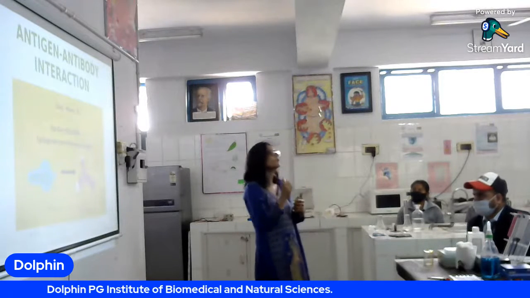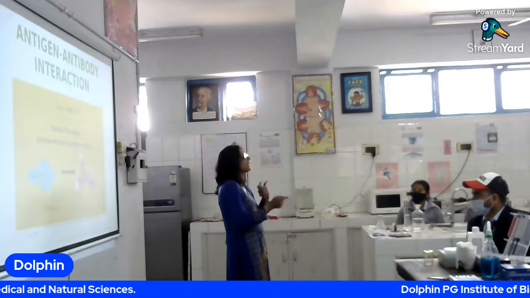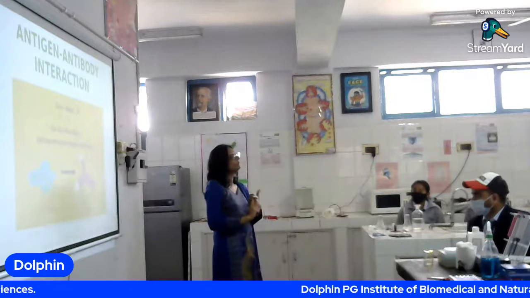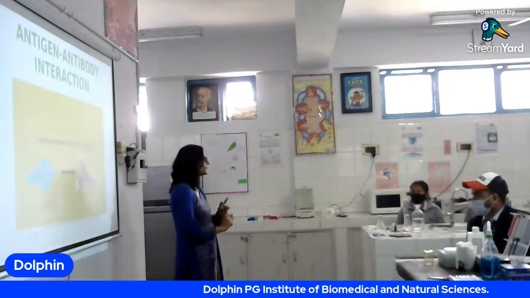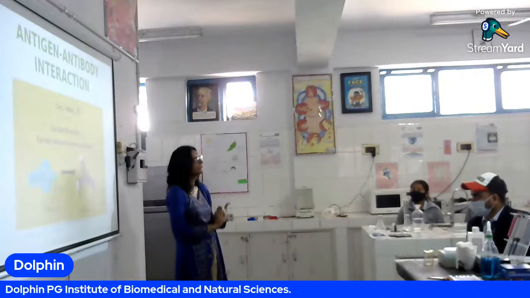So this is the thumb rule. क्या थंब रूल है इम्यूनोलॉजिकल रिएक्शंस का, कि अगर स्पेसिफिक एंटीजन एंटीबॉडी होंगे तभी वो रिएक्ट करेंगे. ठीक है, अनस्पेसिफिक होगा तो कोई रिएक्शन पॉसिबल नहीं.